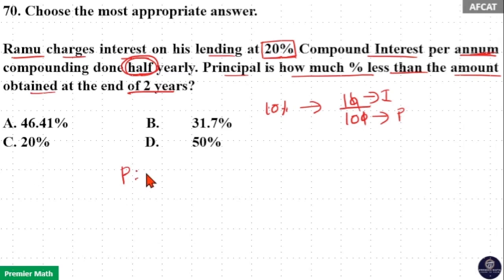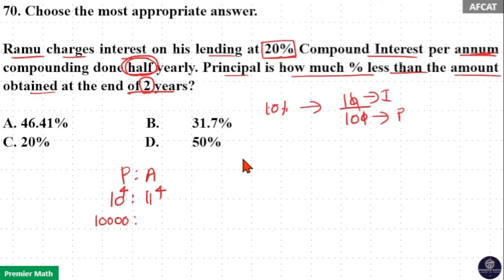Now take the ratio of principal and amount. Principal is 10 parts and amount is interest plus principal, that is 10 plus 1, 11 parts for 6 months. Now the duration is 2 years. That means there are four 6-month periods in 2 years. So 10 raised to 4 parts and 11 raised to 4 parts are the principal and amount for 2 years. Now 10 raised to 4 means 10,000.